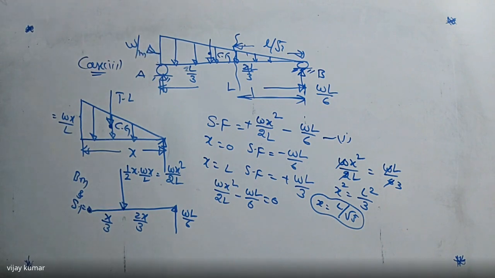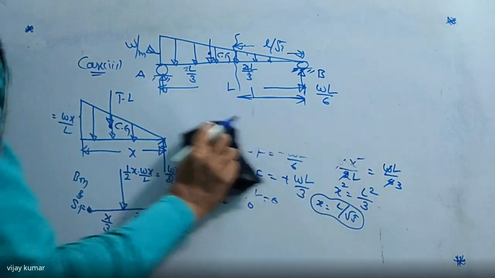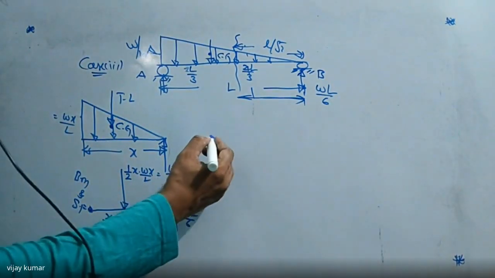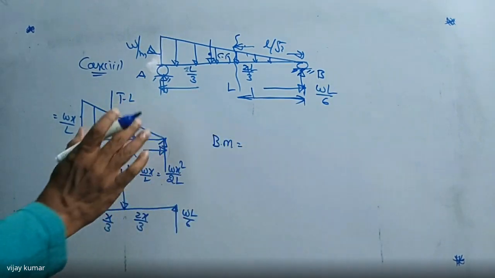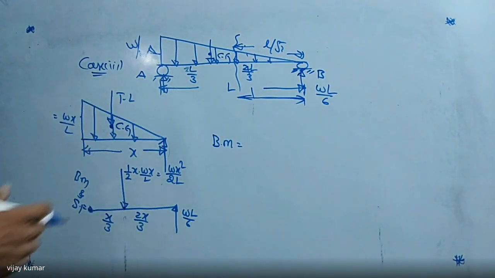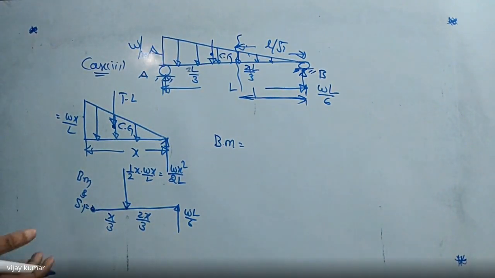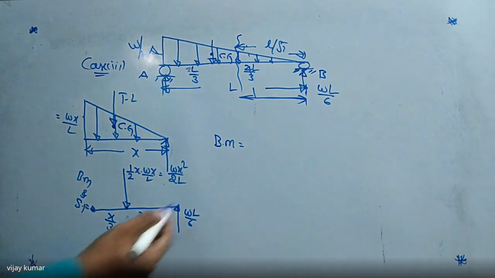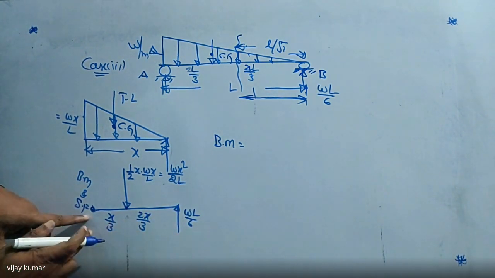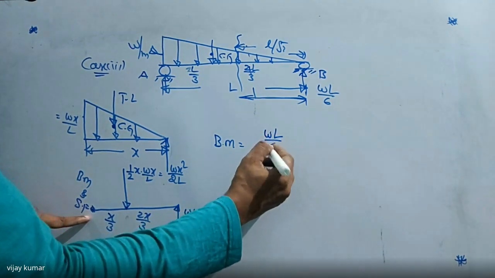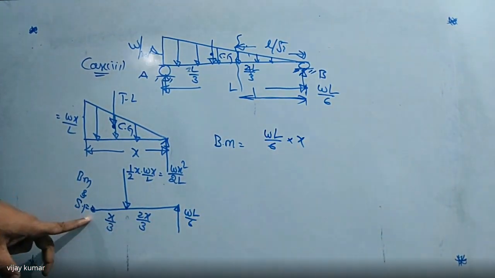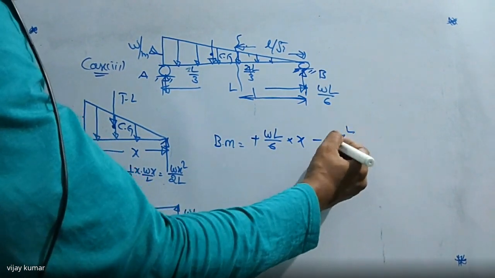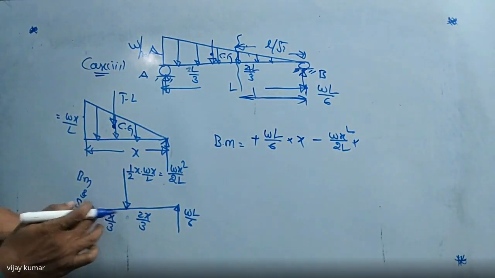What is the equation for bending moment? Listen carefully. What is the value of bending moment here? Bending moment equation. See this one. I'm just giving explanation so we can draw the diagrams. I have already given it to you, but if they ask what is the value of shear force and the value of bending moment, that's why I'm going to explain to you. So here, bending moment is nothing but this force into this distance. That is WL by 6 into x. The total length is x. That is positive. And minus Wx squared by 2L into this distance x by 3.